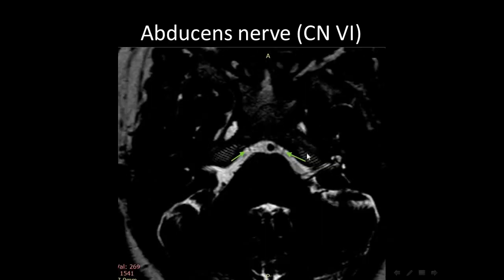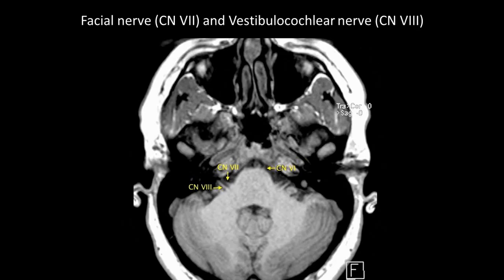This is cranial nerve number 6. It's very subtle, very thin. This is the abducens nerve. So these subtle ones, if you don't have this kind of MRI sequences and they are normal, usually you will not see them. Facial nerve number 7 and 8.